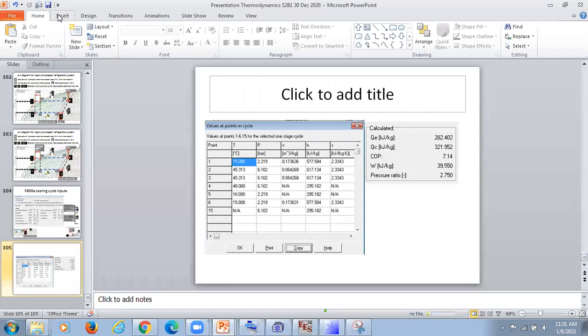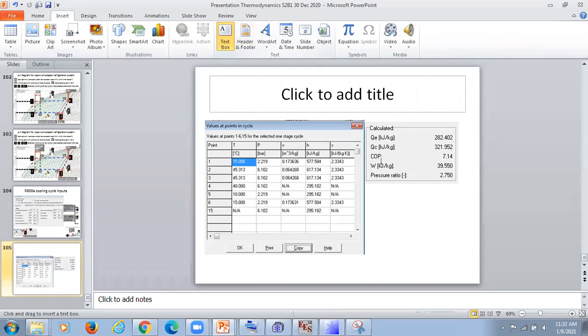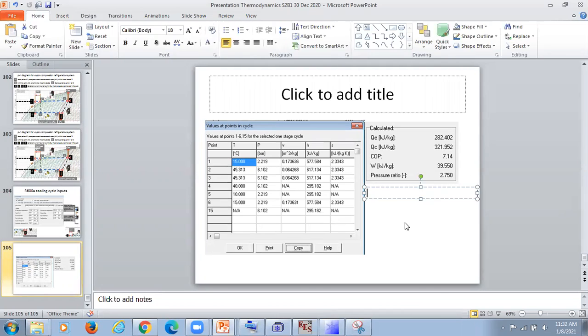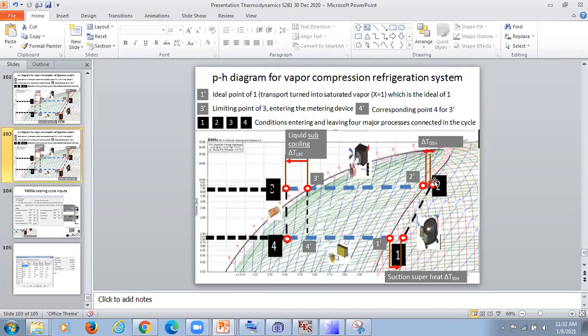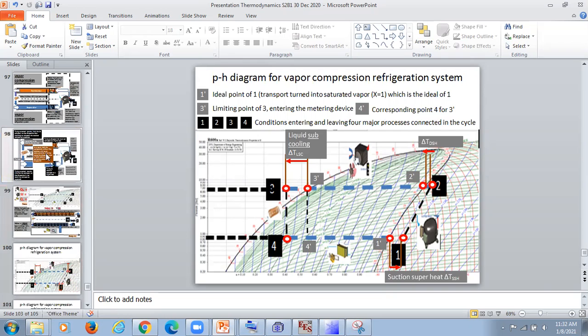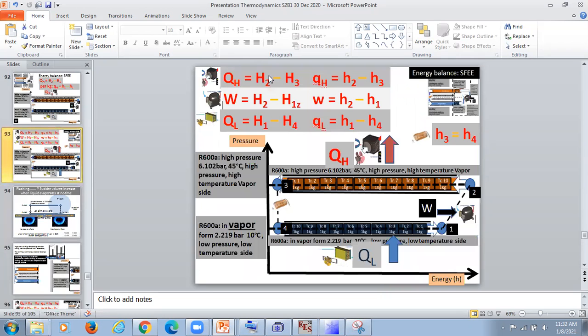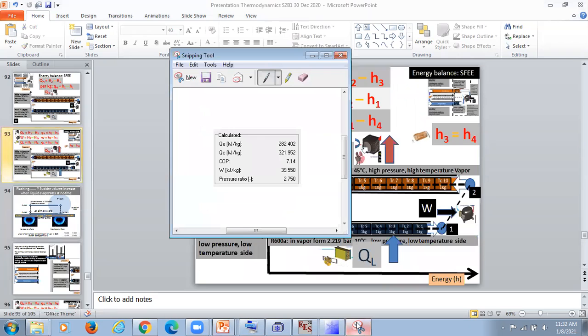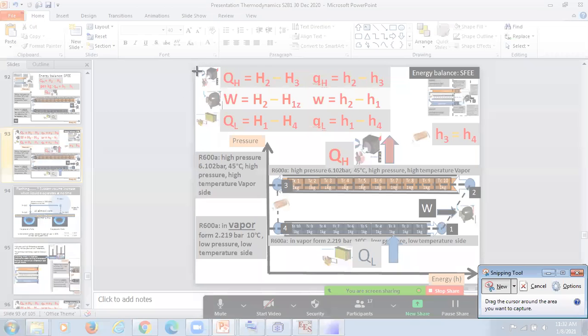So let me do a little calculation now. What is W? If you can remember the cycle, 1, 2, 3, 4, W is H2 minus H1. We have learned this. Okay, now I'm going to take this. We have shared everything, that's why I'm going through this.